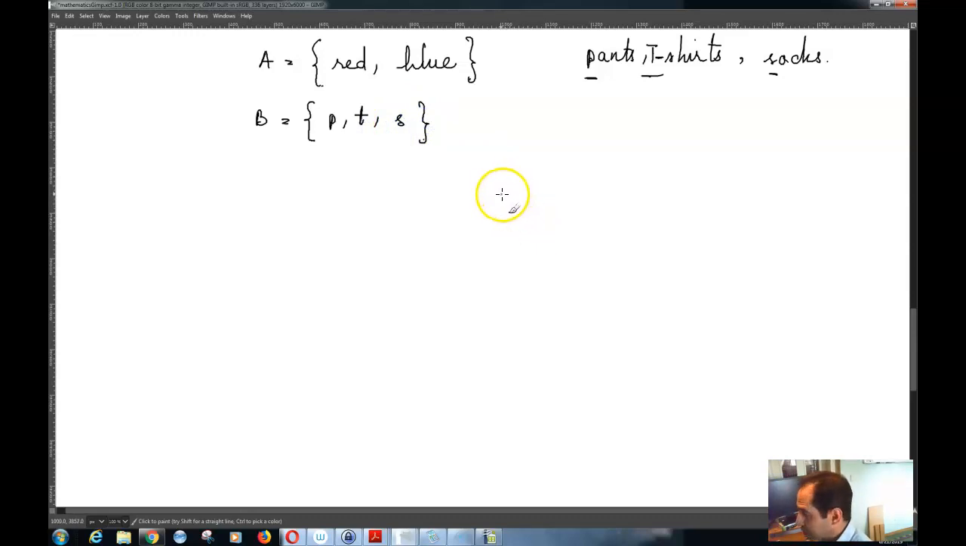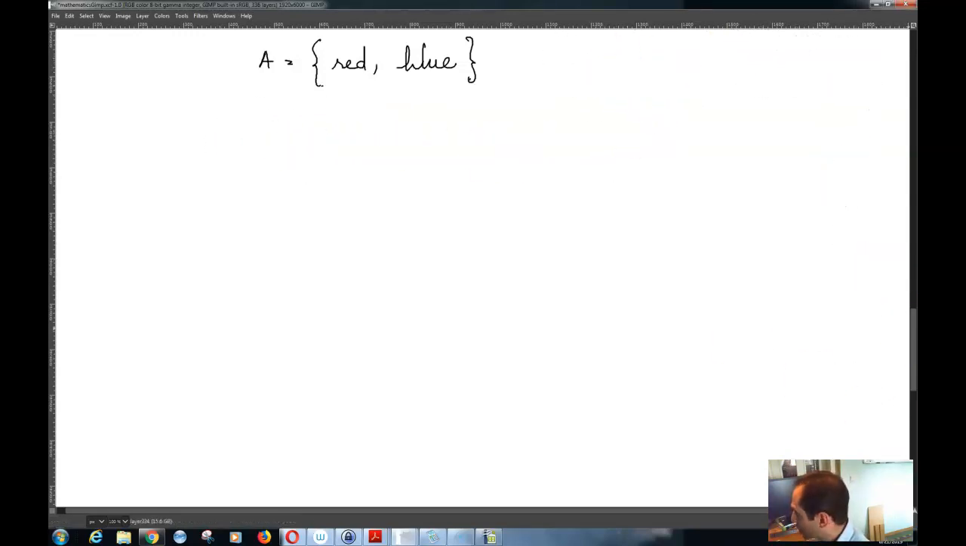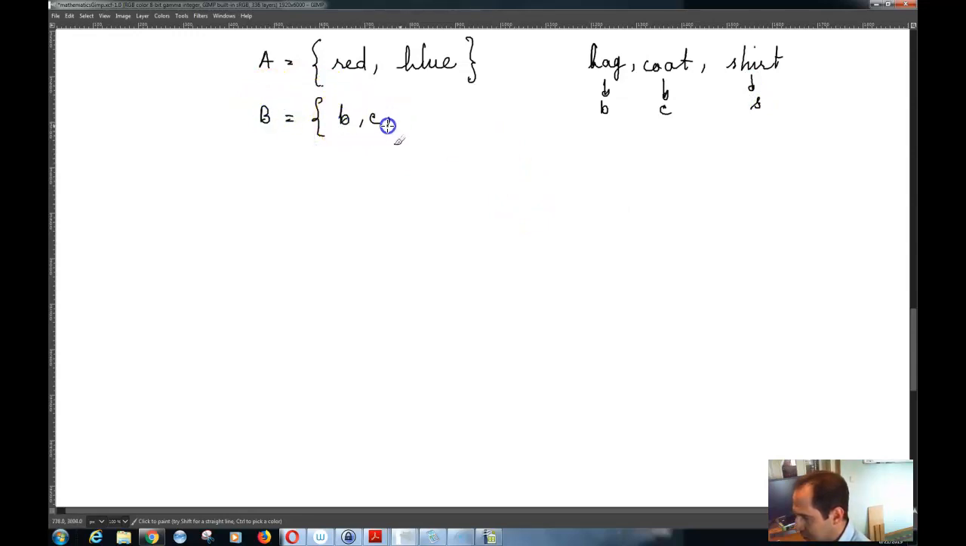Let me actually do it in the exact same way that they have done it over here. They have represented a bag, a coat, and a shirt. For a bag, they have taken a B. For a coat, they have taken a C. For a shirt, they have taken an S. So then your set B is going to be B, C, and S.